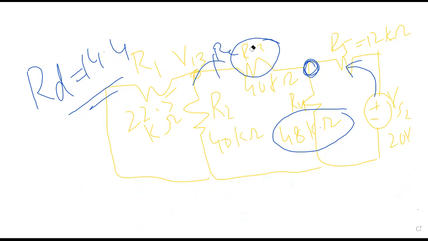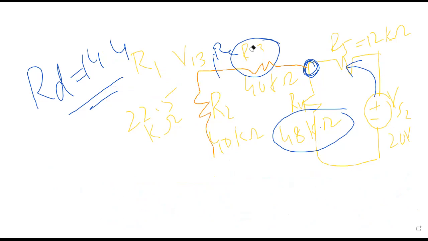What is the value first? This is my point 1, that is my point 1, and this is my point 2 in my diagram. So first this voltage source goes to point 2, then to point 1. So first we have to find the value of V2.